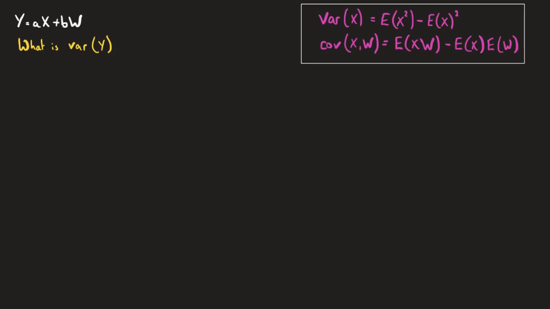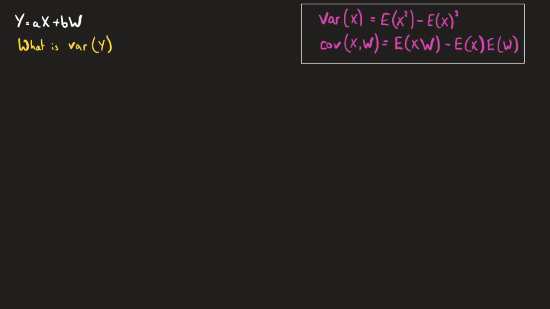Suppose that we've got two random variables x and w, and we combine them by multiplying x by a constant a and w by a constant b to construct a new random variable y, and we want to find the variance of y. So how are we going to do this?